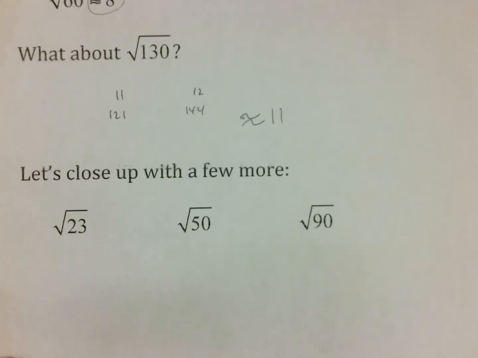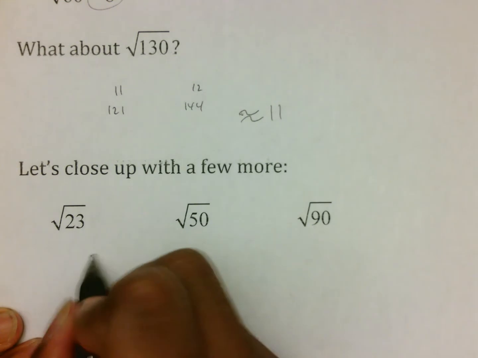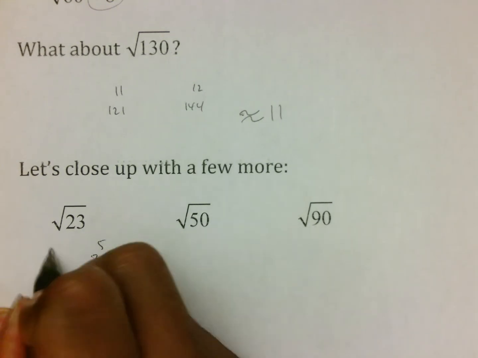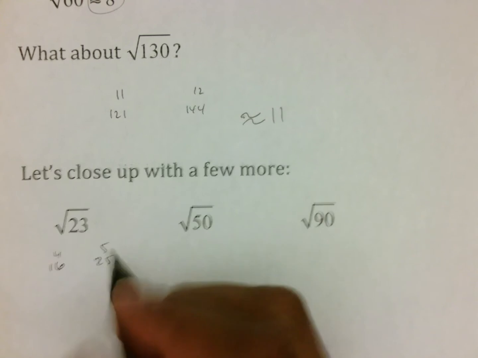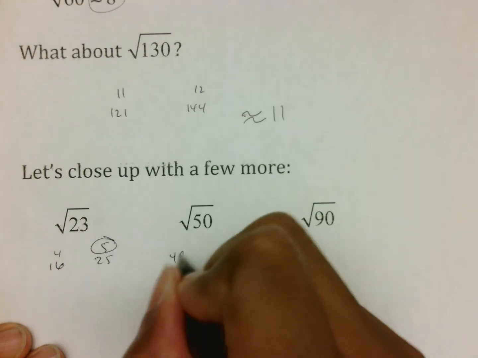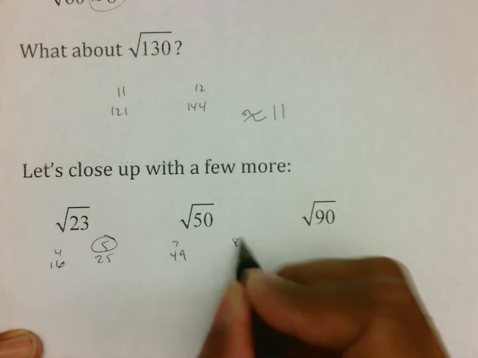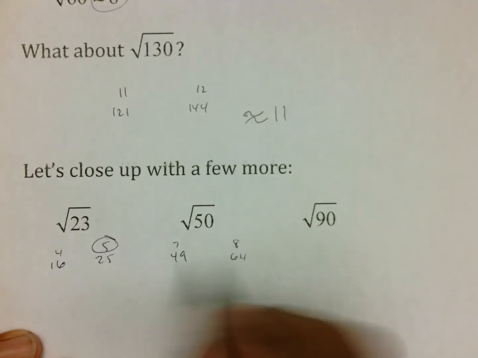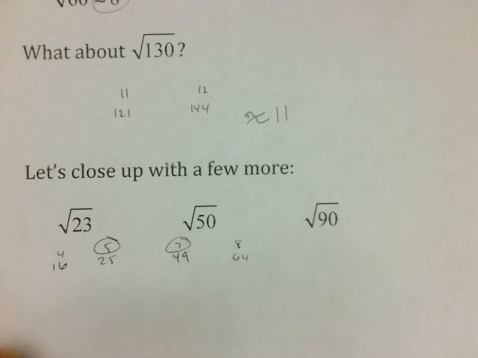A few more. Square root of 23. The number I know is 25, which is your 5 squared. The one before is 4 squared, which is 16. Obviously, 23 is closer to 25, so you could say it's about 5. For 50, the number that comes to mind is 49, which is 7 times 7. 8 times 8 is 64, so the first thing I want to do is pick two numbers that are close. Obviously, it's closer to 49, so you can say the square root of 50 is about 7.